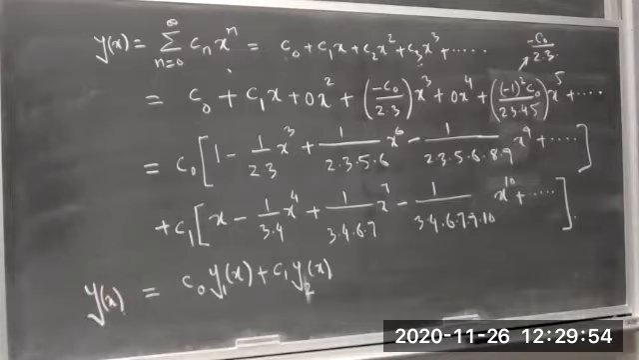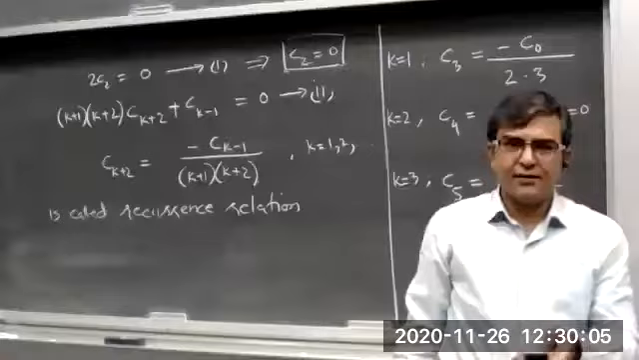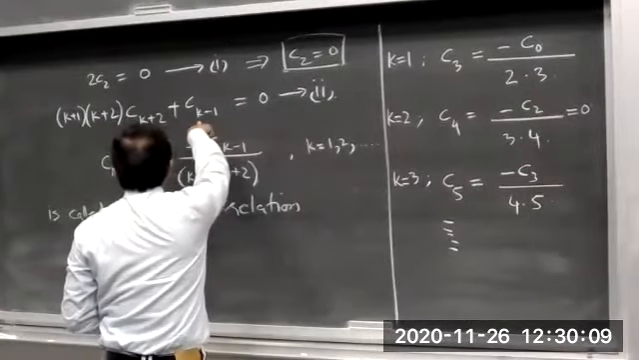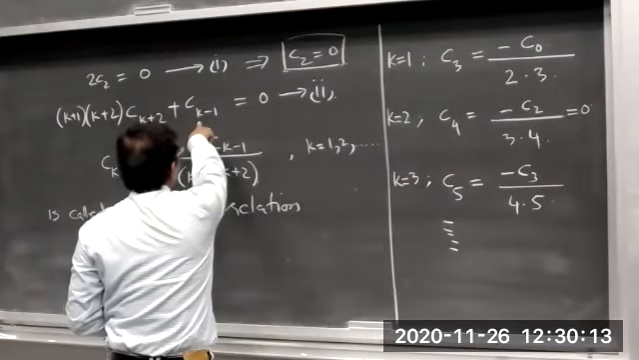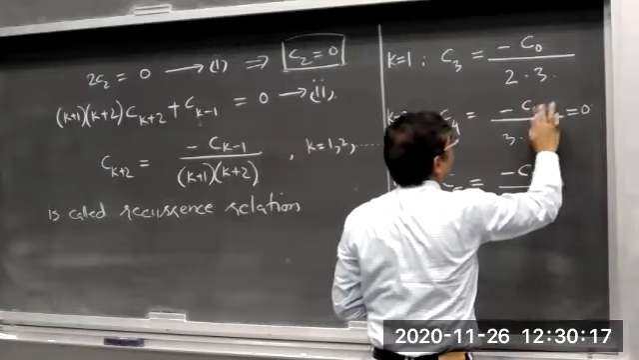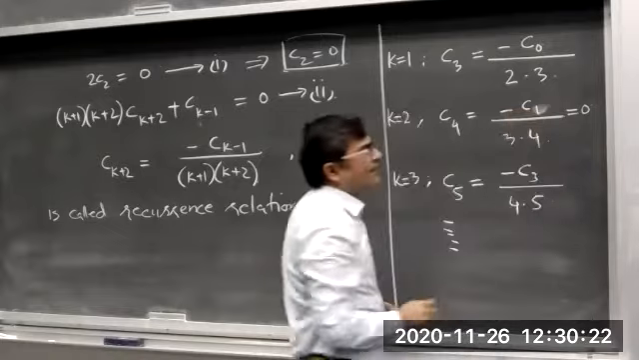Look, here C4 is what? It is minus C2 divided by 3 into 4. Sorry. Sir, isn't it minus C1? Just a second. When we put K equal to 2, we get 4 and 1. Yes, here we must have 1. So it is my mistake, sorry. So here we have C1.